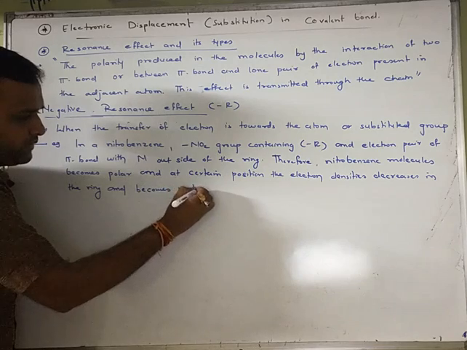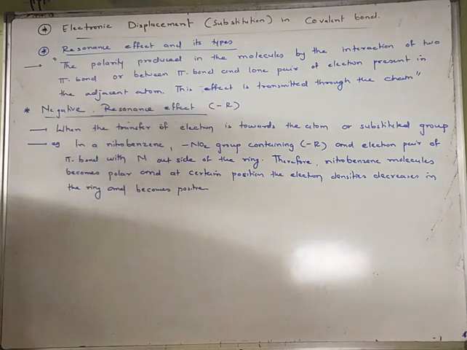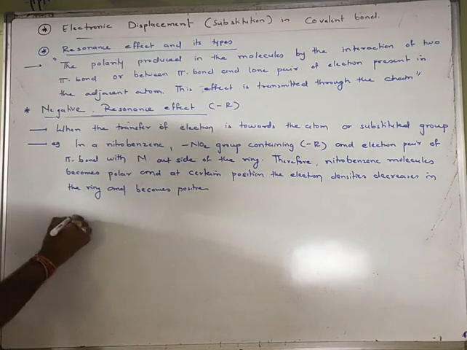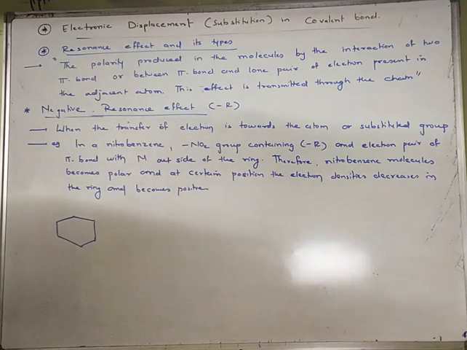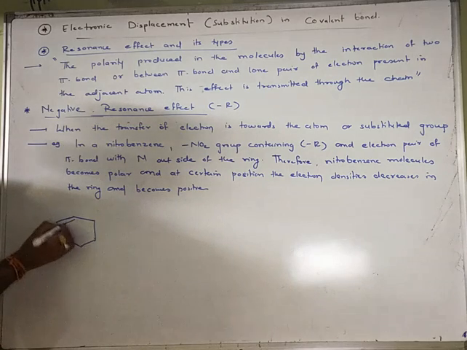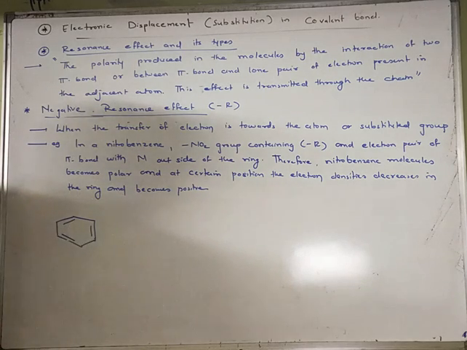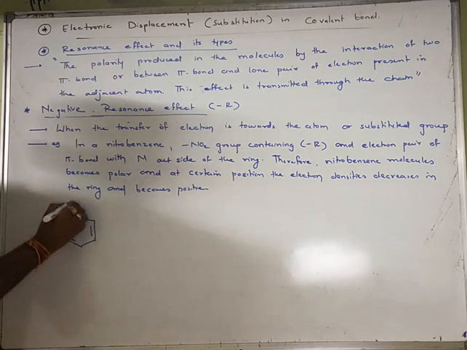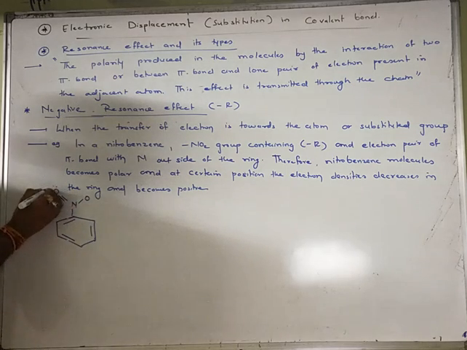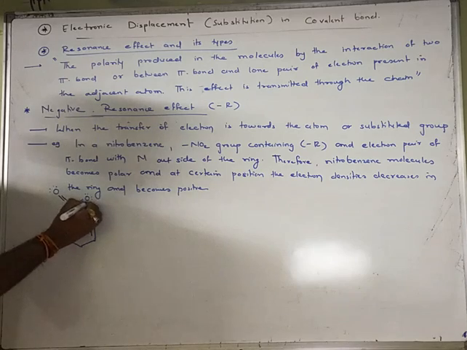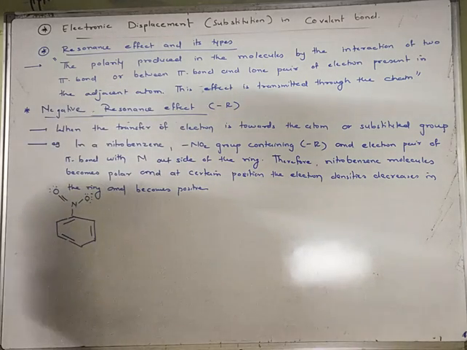Now let us see. If I take the example, here benzene is there, with a double bond here, here also, and here also. Nitrobenzene is there, so here N, then O, double bond O. 1, 2, 3, 4, 5, 6 and minus. Is it clear? So this is the resonance structure.